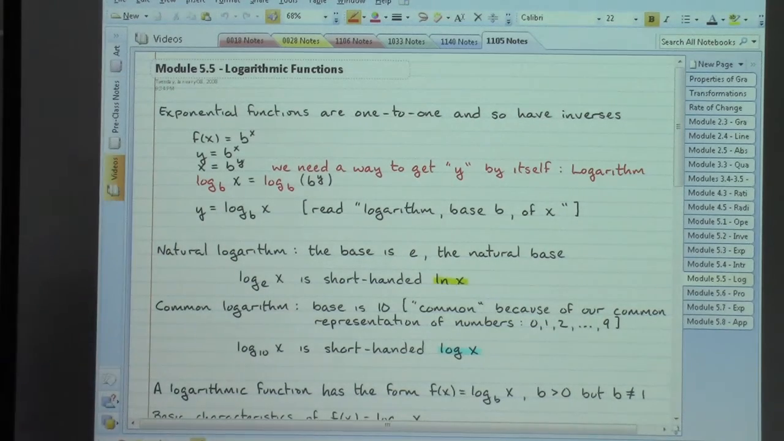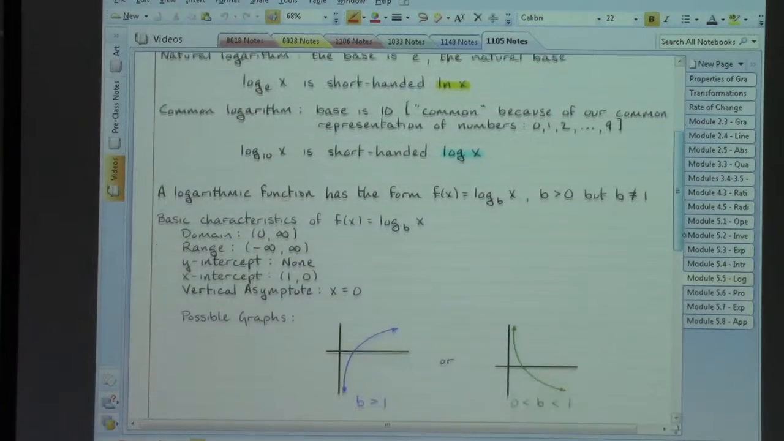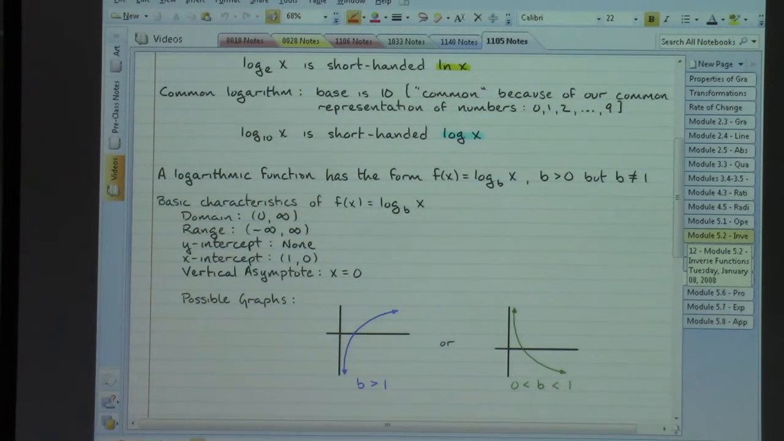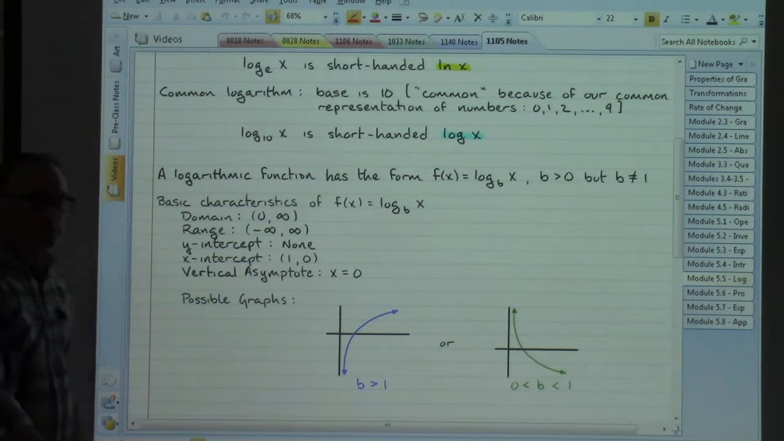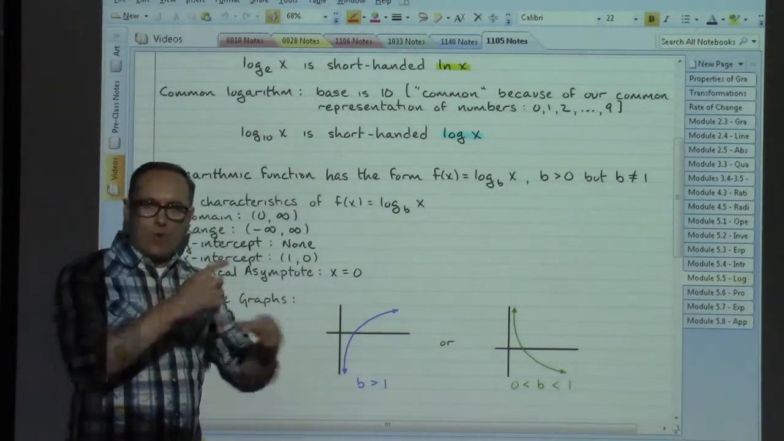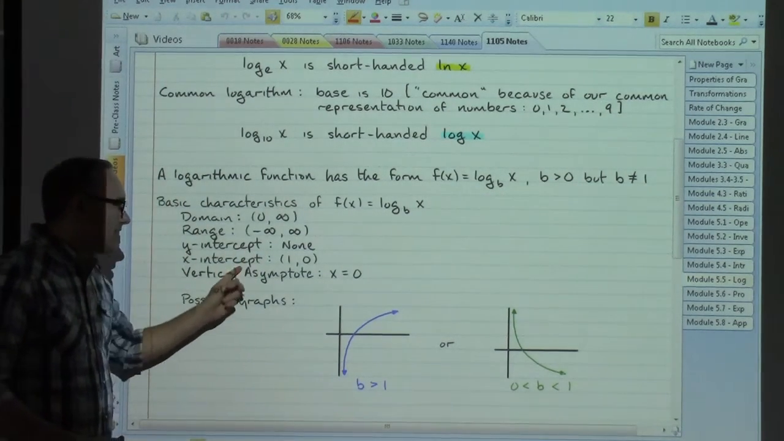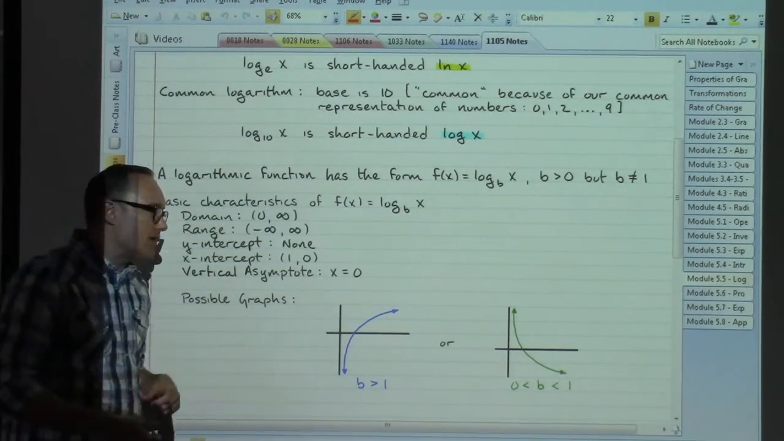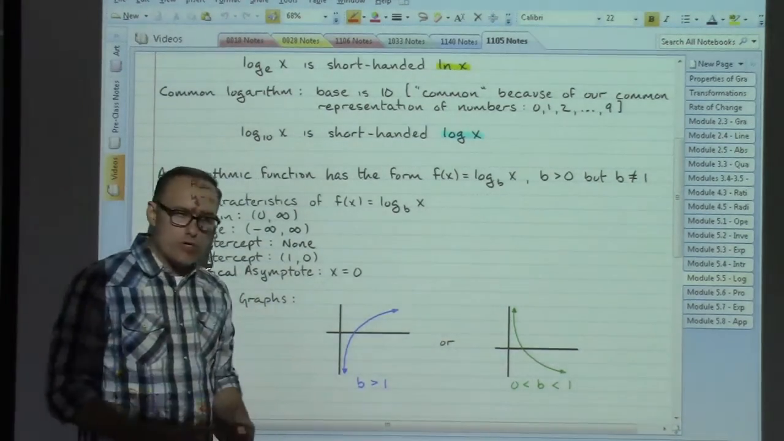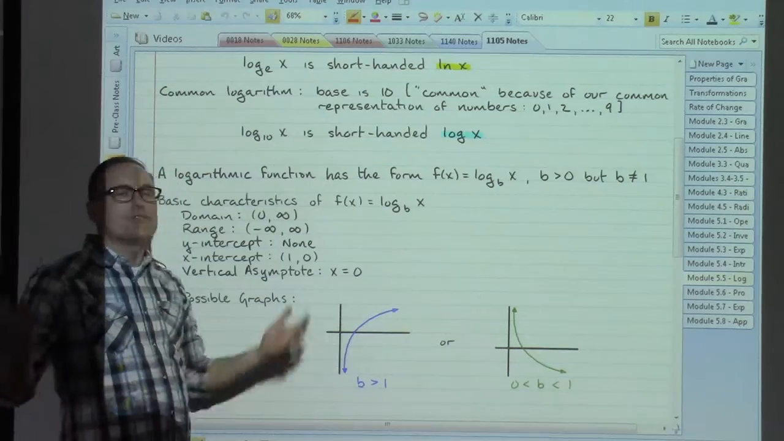So when we talk about those being inverse functions, that's going to have an impact on the basic characteristics, transforming the basic characteristics of our exponential functions into our basic characteristics for our logarithmic functions. The domain and the range are going to get switched around because of that xy switcheroo that happens. The y-intercept, x-intercept, those things are getting switched around as well. The horizontal versus vertical asymptote getting switched around.